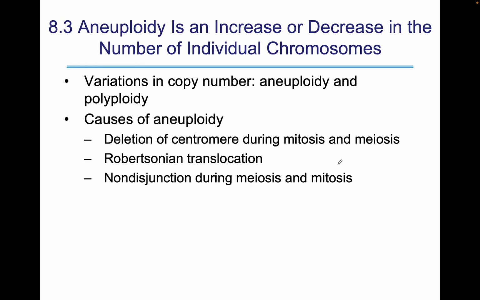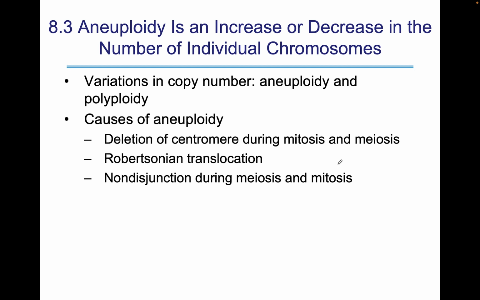So let's briefly go into aneuploidy. We already started to cover aneuploidy, but I want to go over it a little bit more. Aneuploidy refers to the abnormal number, or the variations in the number of chromosomes. It can be an increase or a decrease in the number of individual chromosomes. Anytime you have a variation in the copy number within a cell, it's referred to as aneuploidy or polyploidy.